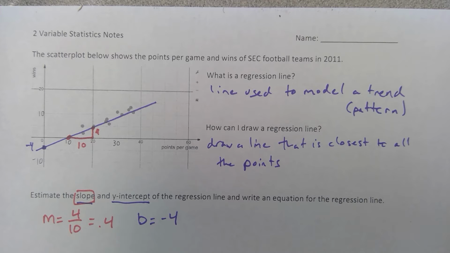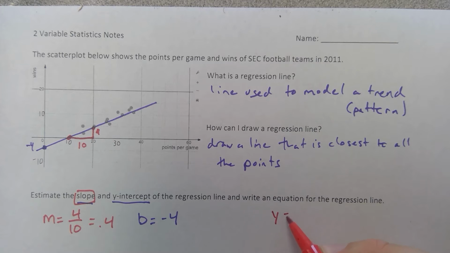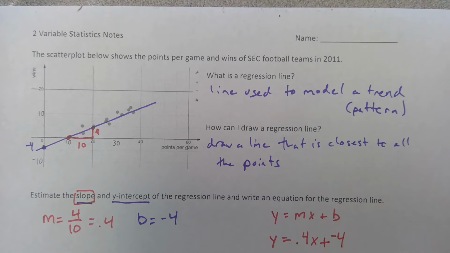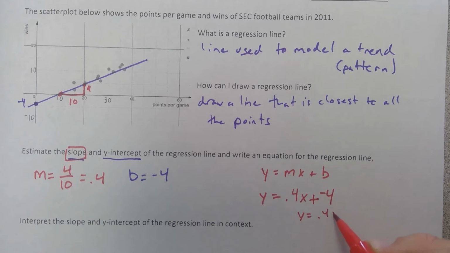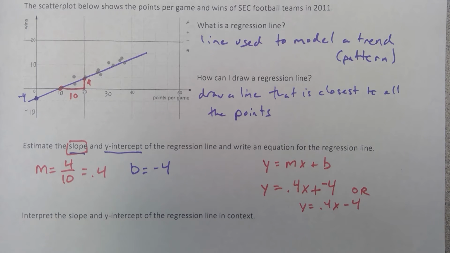All right, now we're going to remind ourselves of the equation of a line. Hopefully we said y equals mx plus b. Our slope we said is 0.4, so we're going to have 0.4x, and then b we said is -4. I'll do plus -4. You could also put y equals 0.4x minus 4. Either is fine. Now we're going to interpret our slope and y-intercept in context.